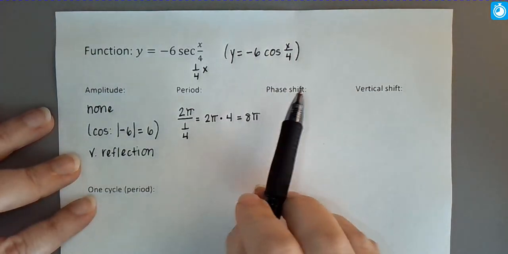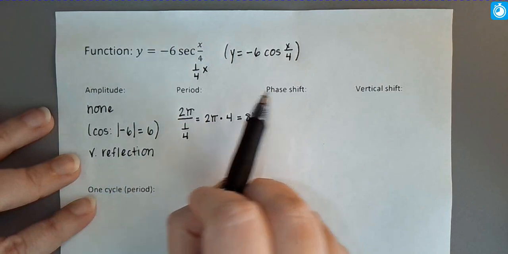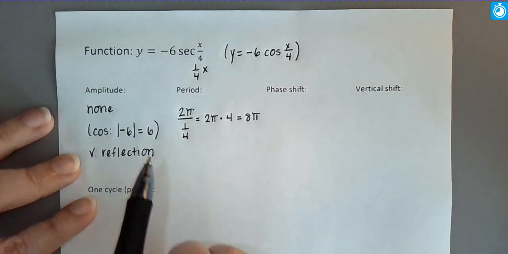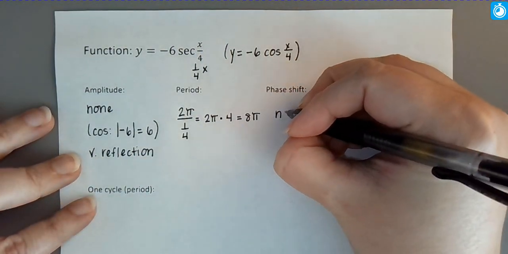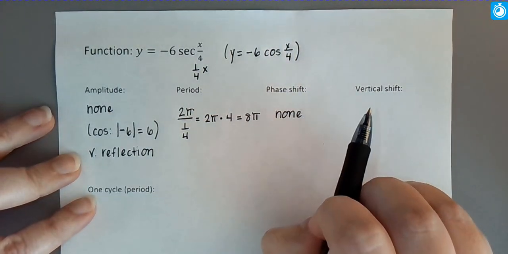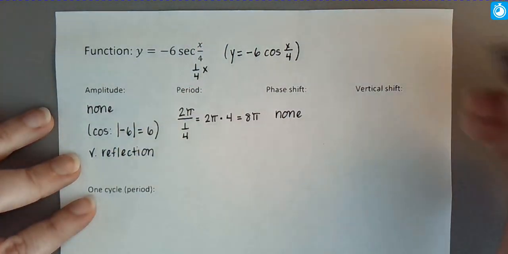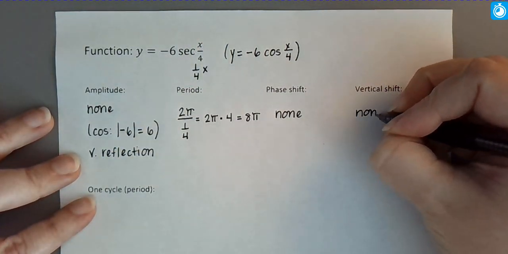Now, phase shift. If we have any addition or subtraction inside of the trig function, that's where we would get a phase shift. We don't have any addition or subtraction, so there is no phase shift, so we won't have to worry about that. Vertical shift would be an addition or subtraction outside of the trig function. Again, no addition or subtraction, so no vertical shift.